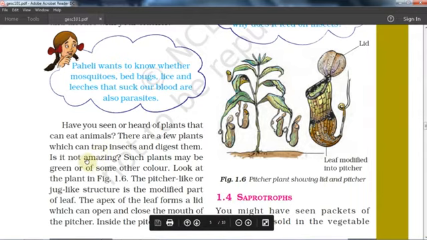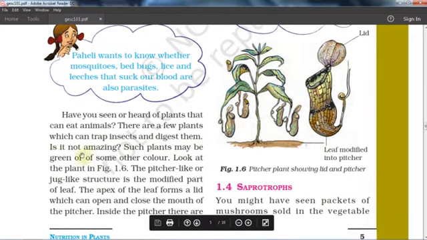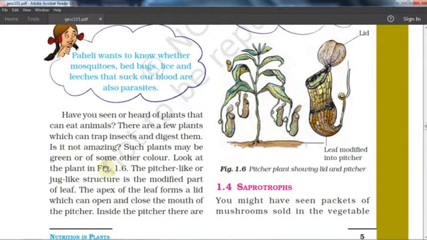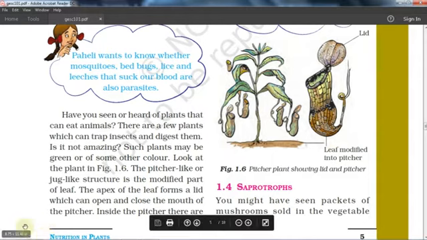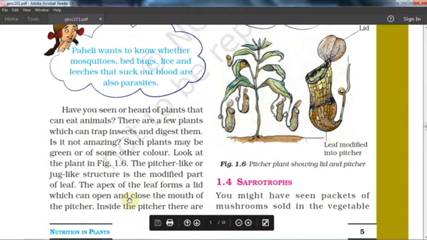So there are few plants which can trap insects and digest them. Such plants can be green in color or not green in color, it doesn't matter. Look at this one plant, the pitcher plant. Here is its lid, and its leaf is modified into a pitcher. The apex of the leaf forms a lid which can open and close the mouth of the pitcher.